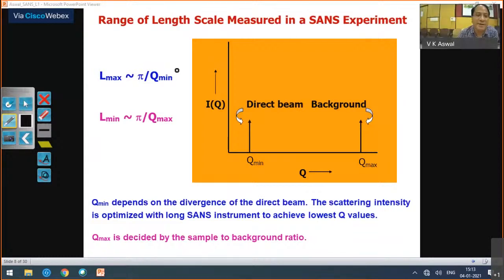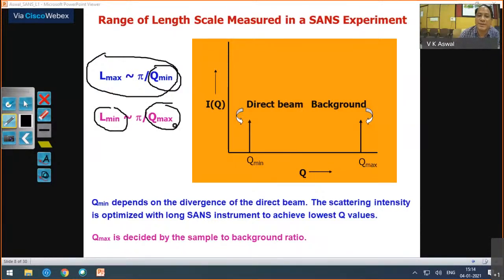Small angle scattering covers 1 nanometer to 100 nanometer. What are the factors that decide this length scale? It is what is the Q minimum you can measure in your instrument, and similarly the minimum length will be decided by what is the Q maximum you can use. So basically, when you have an instrument, you will have these two limits actually.